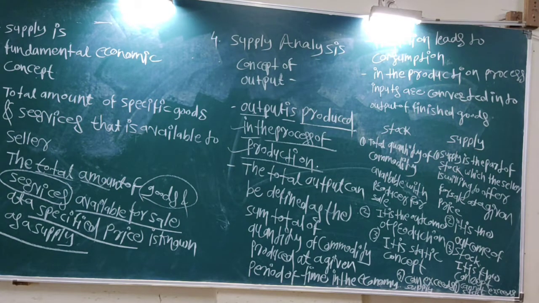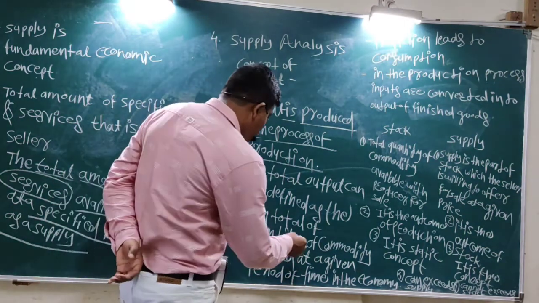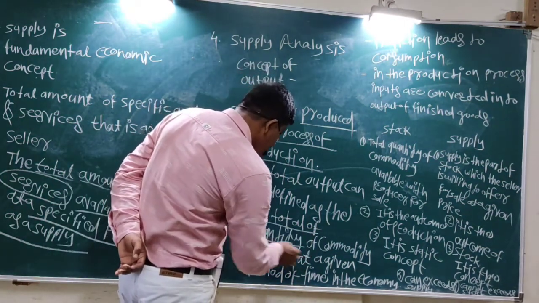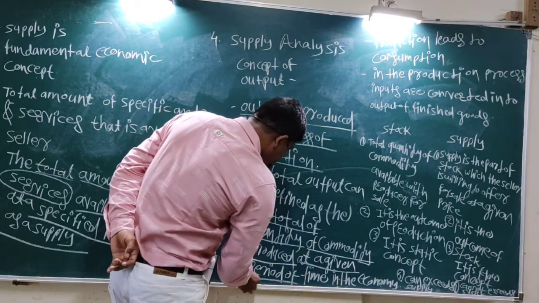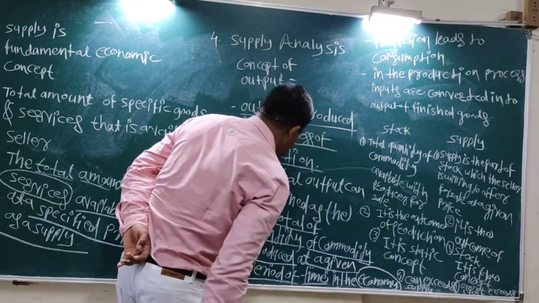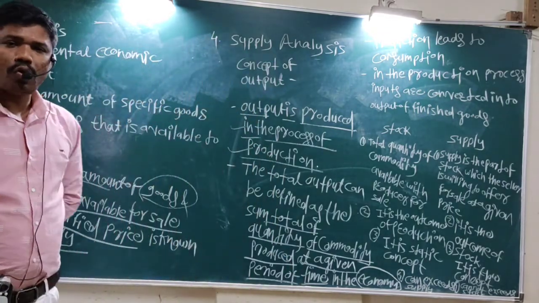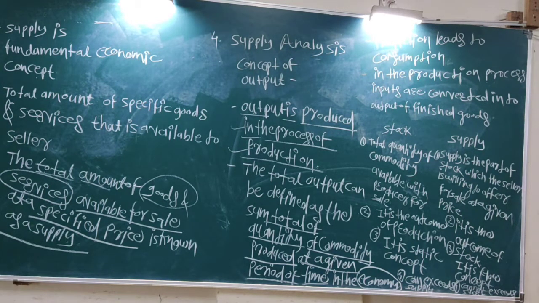Then what is meant by total output? The total output can be defined as the sum total of the quantity of commodity produced at a given period of time in the economy. That is total production of goods and services in the economy in a given period of time, that is the output.